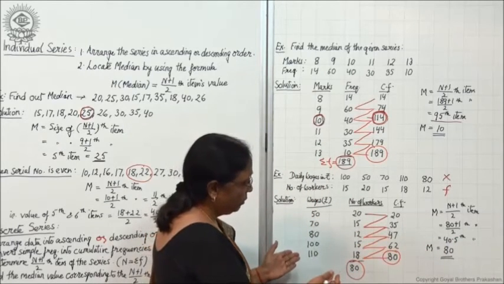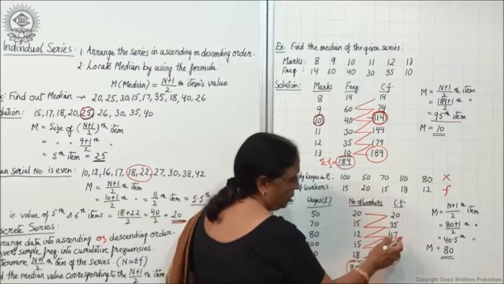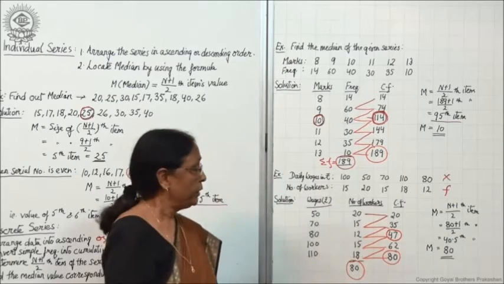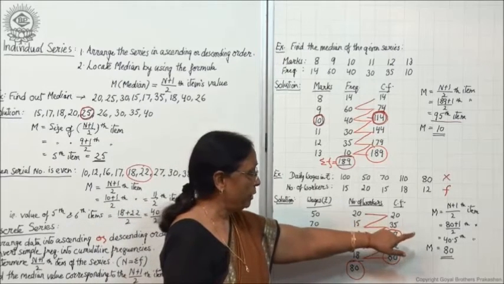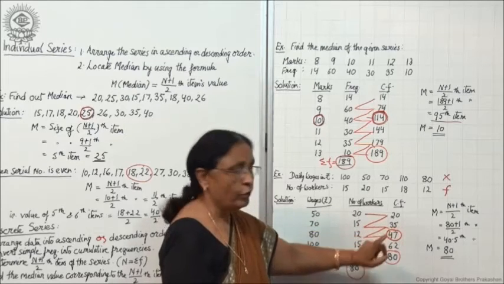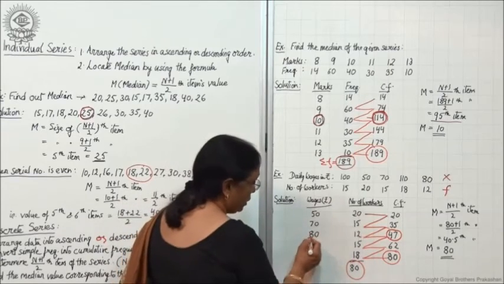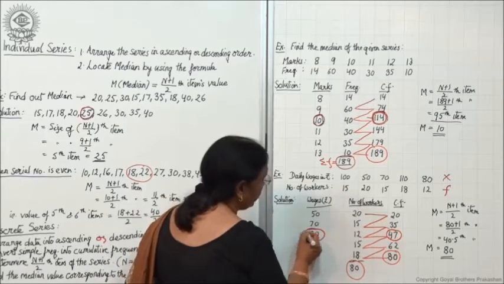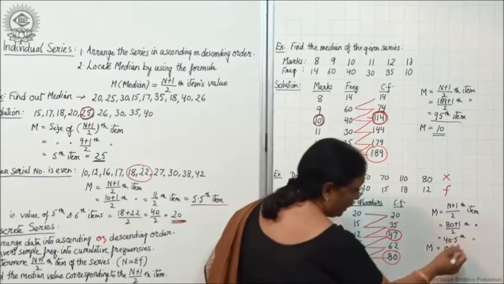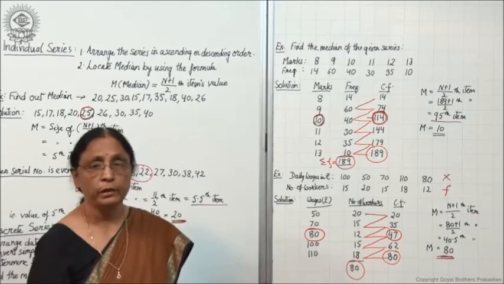Now here again, where is the 40.5th item in the CF column? It is more than 35. 40.5 is more than 35, so it is inside this 47, right? So in front of this, whatever is the value in the X column, that will be the median. So the 40.5th item is 80, that will be the median.